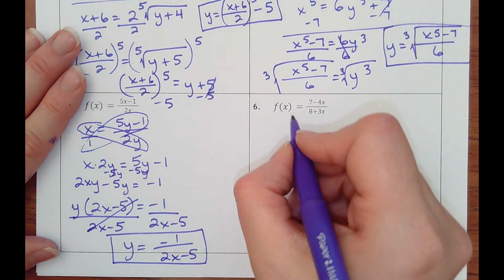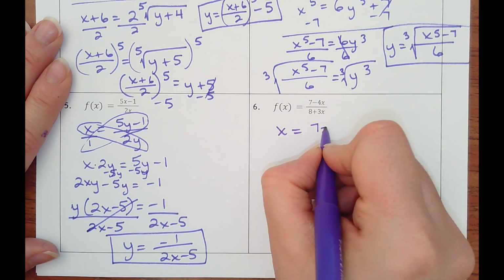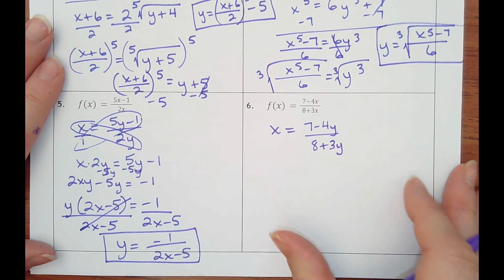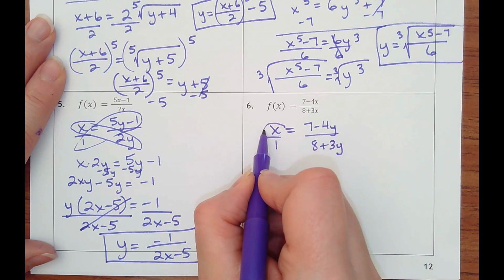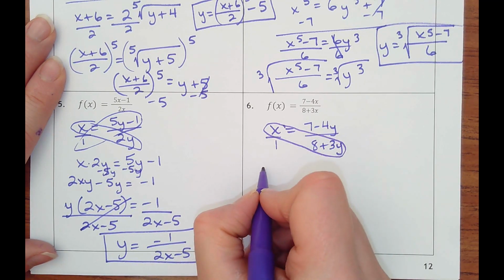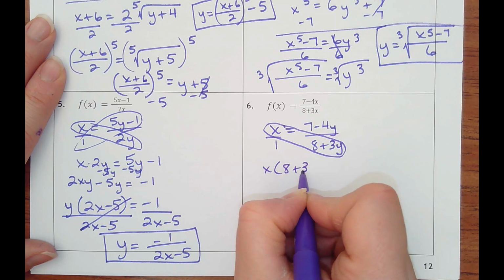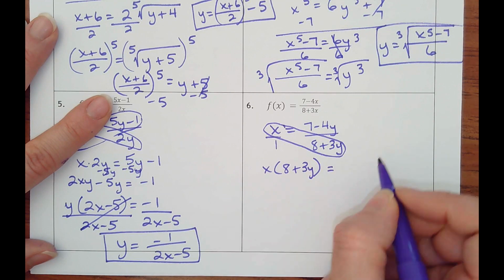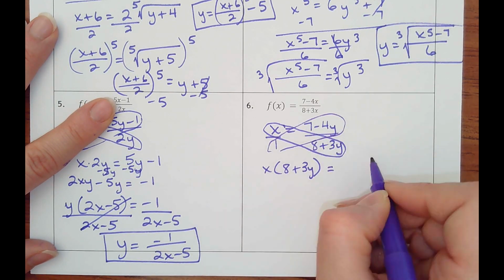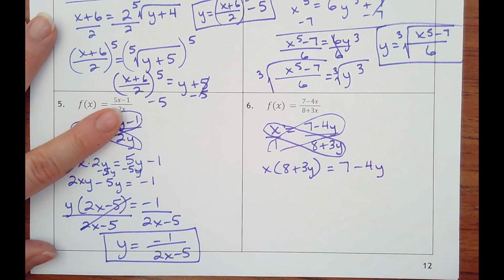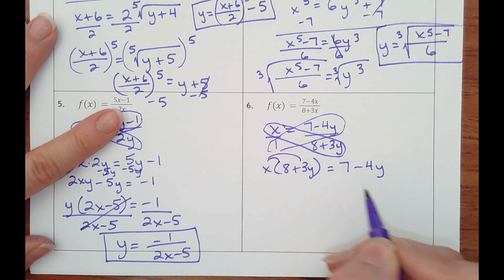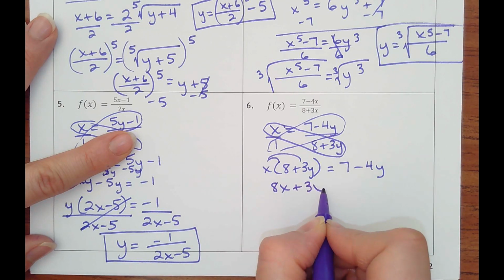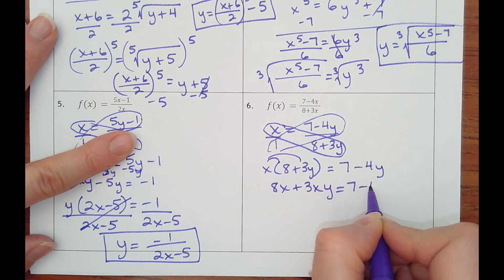All right, one more of those. X equals 7 minus 4y over 8 plus 3y. This is over 1. We need to cross multiply. So I'll have x times 8 plus 3y. You have to have parentheses around it to distribute that x, equals, this is just times 1, so it'll be 7 minus 4y still. I'm going to multiply, so it gets an 8x plus 3xy equals 7 minus 4y.